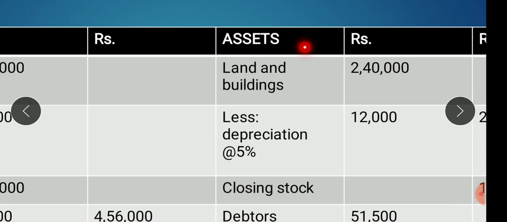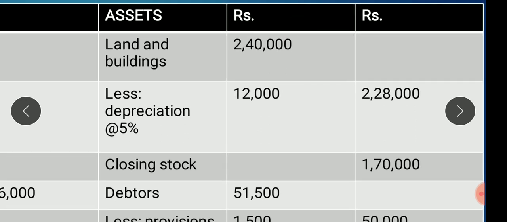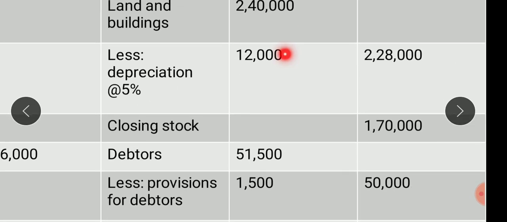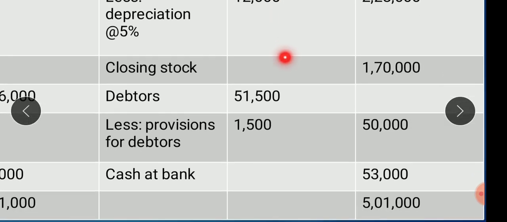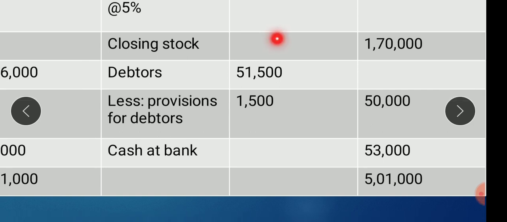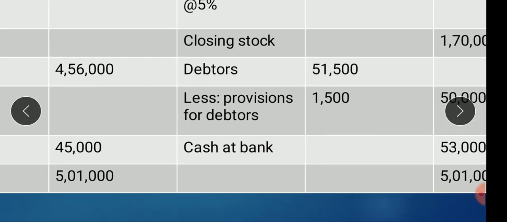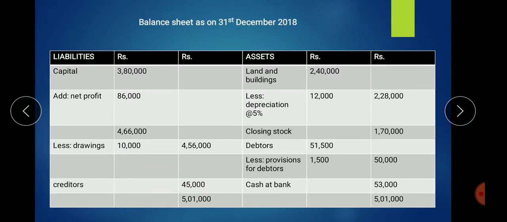4,56,000. Then on the asset side, land and buildings 2,40,000 less depreciation at 5%, 12,000. The remaining 2,28,000. Then closing stock 1,70,000. Debtors, sundry debtors value 51,500 less provision for bad and doubtful debts 1,500. So totally 50,000. Cash at bank 53,000. While adding assets and liabilities, if the same value occurs, the net answer will be correct.